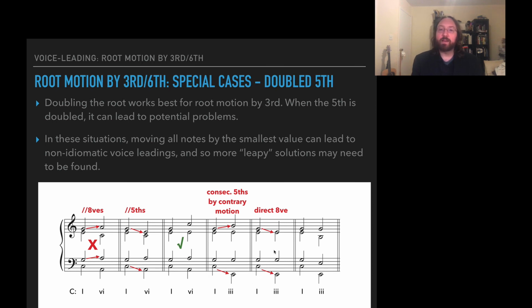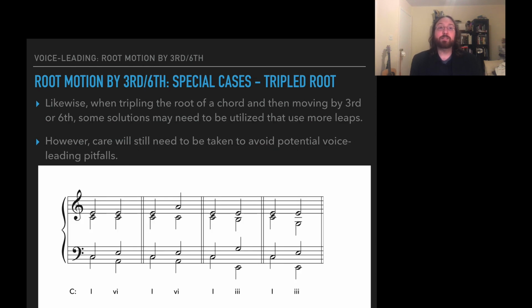So what's left is to find some other solutions where we have this tenor voice leaping downwards. Again, it's more disjunct, but if we're not going to double the root, we might end up with these situations of having disjunct voices. Lastly, looking at a tripled root.